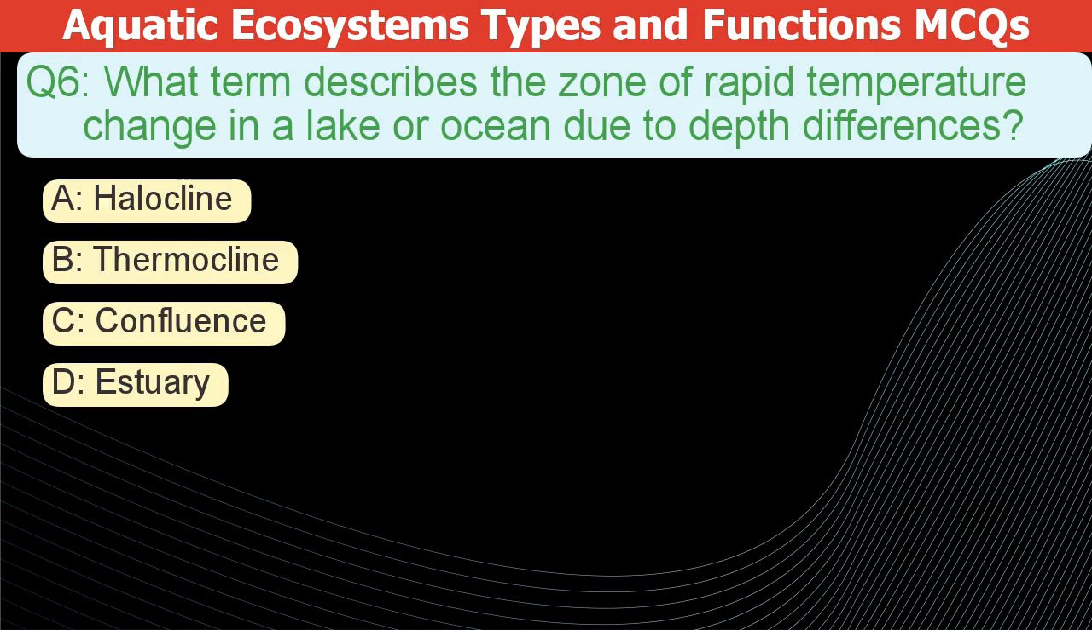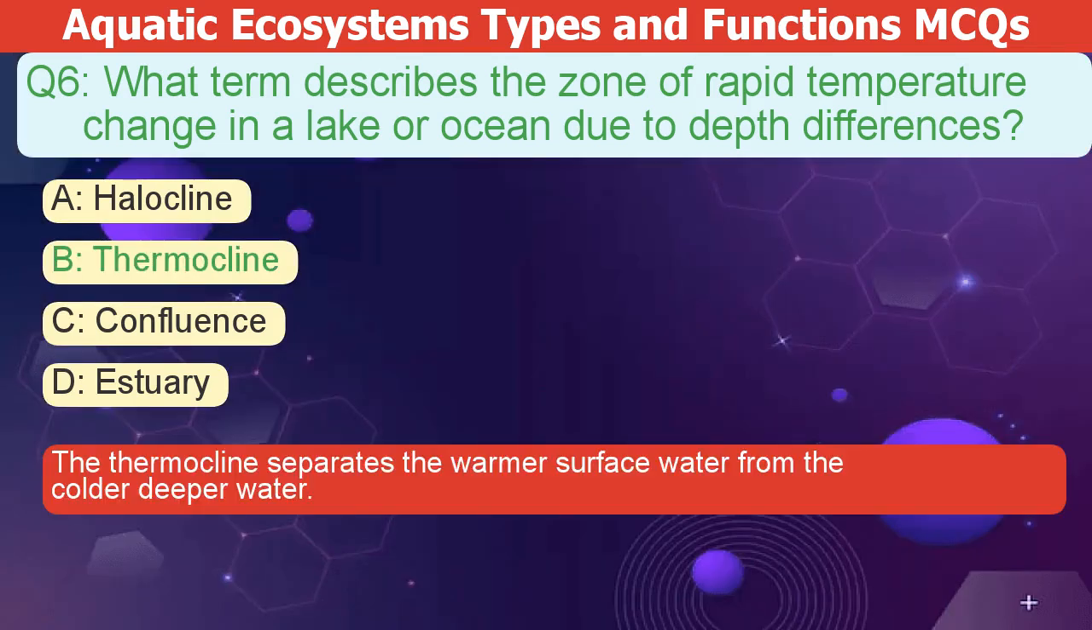What is the primary function of wetlands in an ecosystem? A. Water purification. B. Habitat for aquatic life. C. Flood control. D. All of the above. The correct answer is D. Wetlands serve multiple functions, including water purification, providing habitat for aquatic life, and helping with flood control.